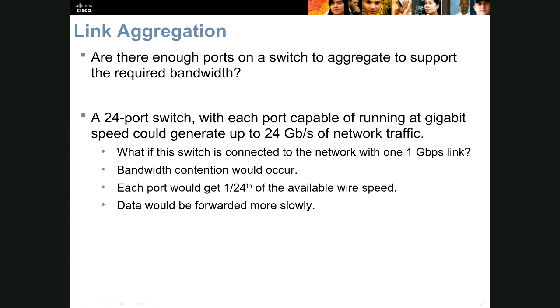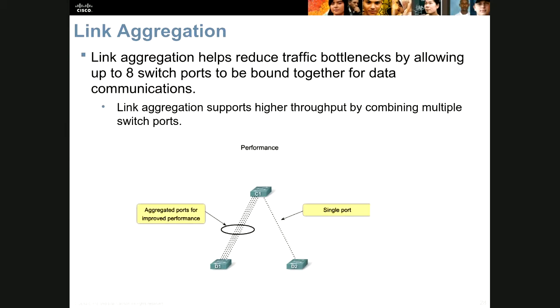So with link aggregation, what if I did something like this? What if I ran 4 fiber optic cables between, let's say D1 is our computer science building and C1 is the academic building next door. And let's say that they were individual 10 gigabit links. Well, I could aggregate those 10 gigs together and get 40 gigabits of traffic.